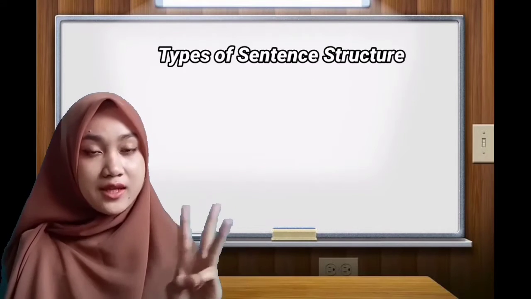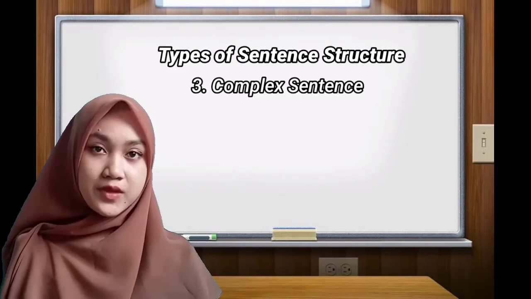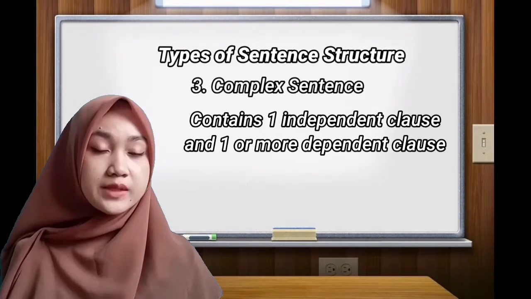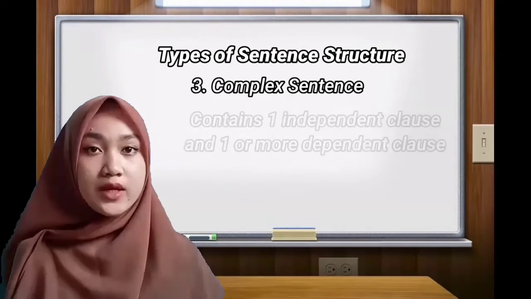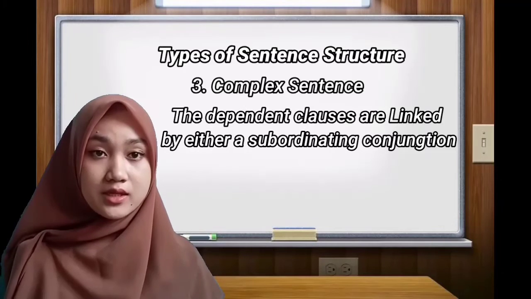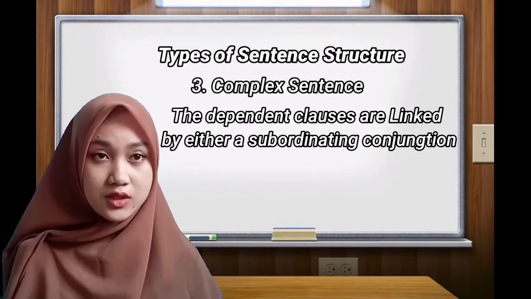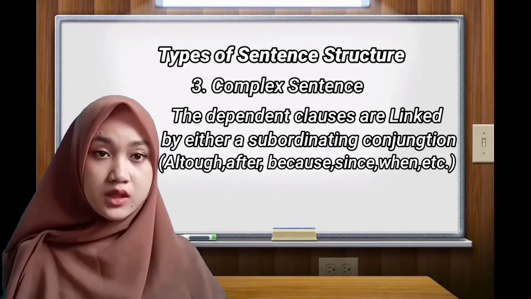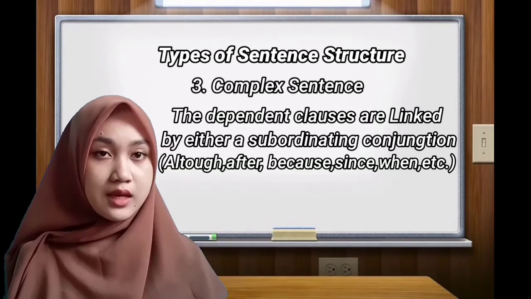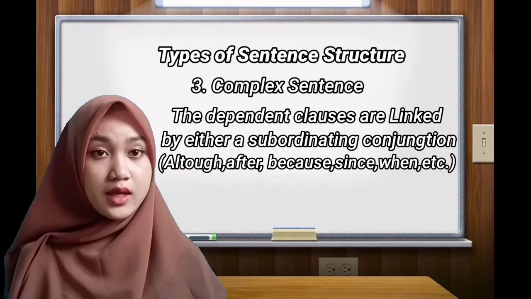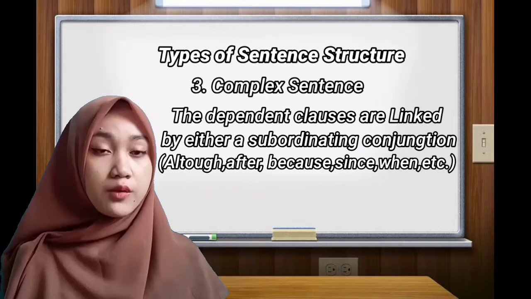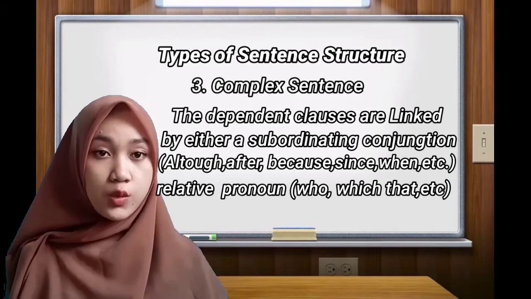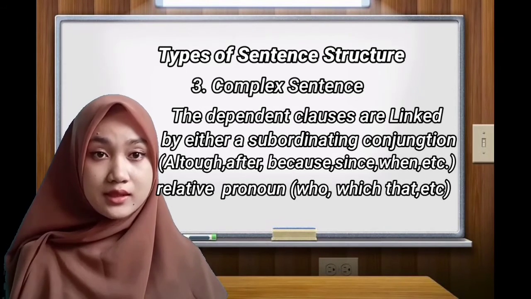And the third type is complex sentence. A complex sentence contains one independent clause and one or more dependent clauses. Dependent clauses are linked by either a subordinate conjunction, for example, although, after, because, since, when, etc., or a relative pronoun, for example, who, which, that, etc.